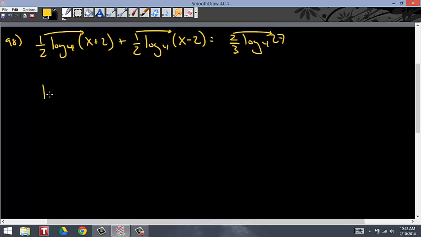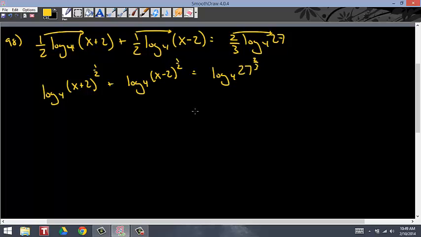So what I get is log base 4 of (x plus 2) to the 1/2, plus log base 4 of (x minus 2) to the 1/2, equals log base 4 of 27 to the 2/3. Well, it seems like the right side is the easier one to handle, so I'm going to take care of that first. Hopefully you guys have enough experience with fractional exponents by now to know that you root it down first, so you get the cube root of 27, which is 3, squared. So what you have is log base 4 of 9. Do we agree with that?